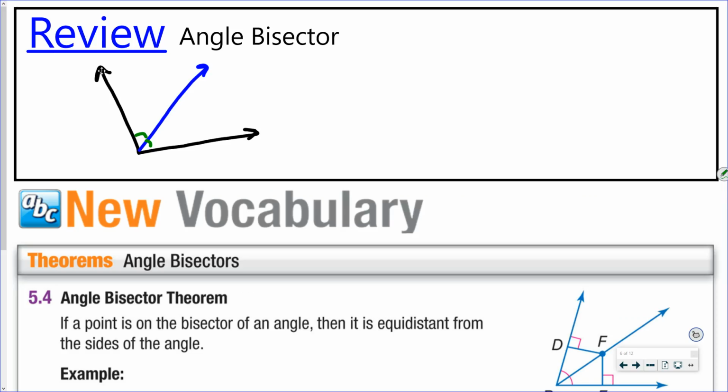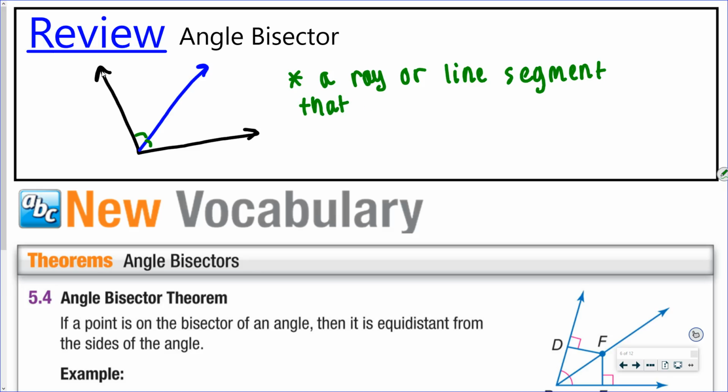So an angle bisector, remember when I gave you guys this spiel? I was livid that you didn't get this right on the quiz. Remember? I was like, angle bisector. We know what this is. It splits the angle into two congruent angles. So if you want to write it in words, a ray or line segment that divides an angle into two congruent angles.